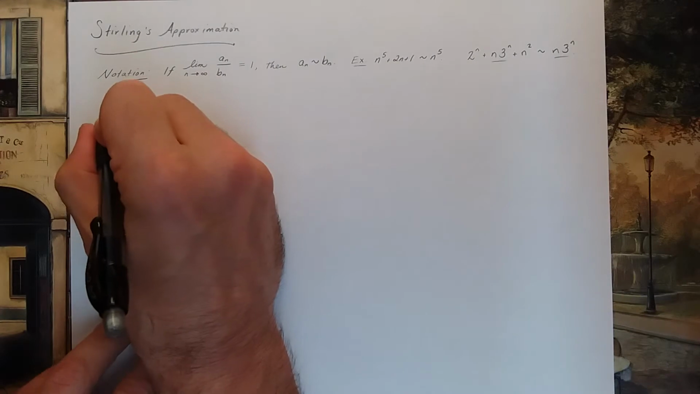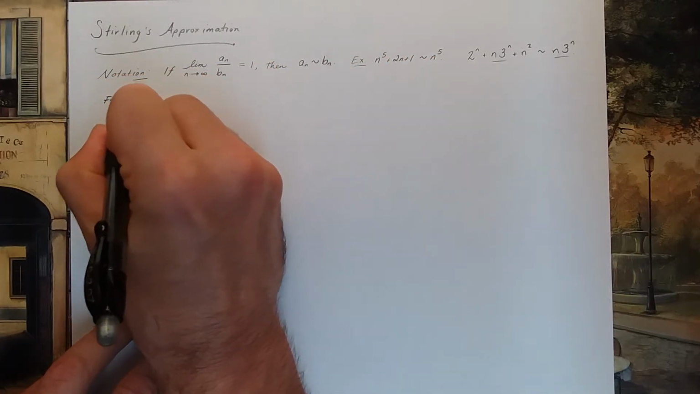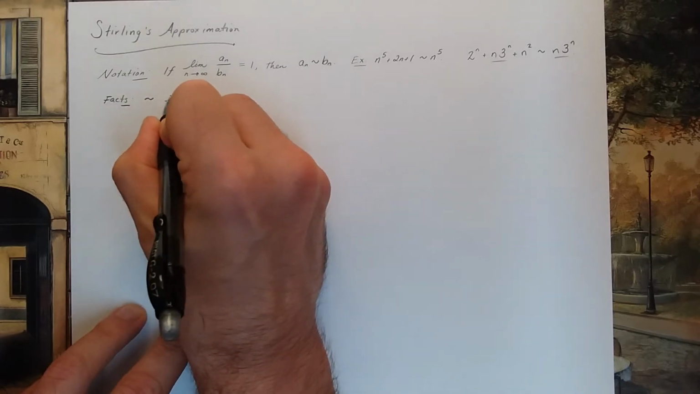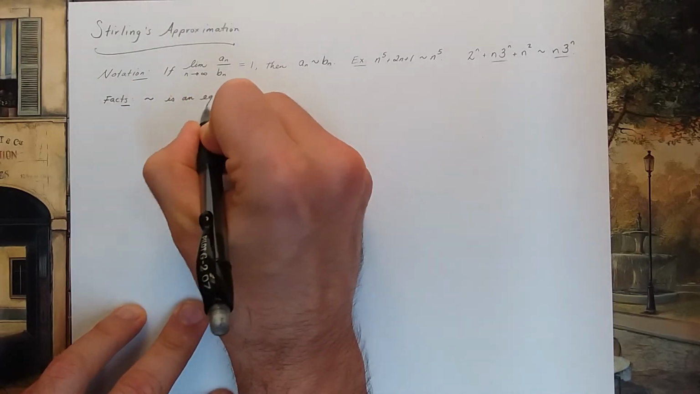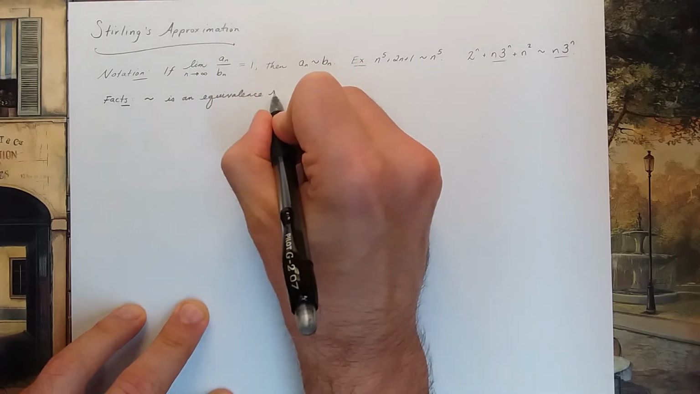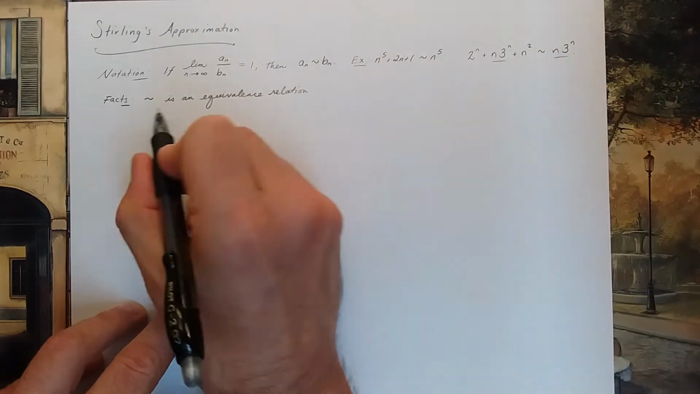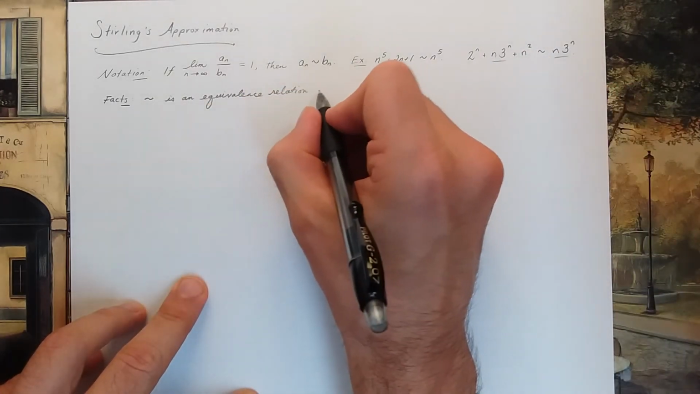Here are some basic facts about this relation. This is an equivalence relation on the set of real-valued sequences, say. So it's reflexive, transitive, and symmetric.